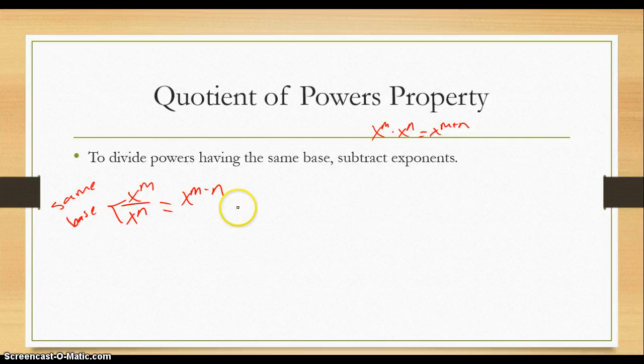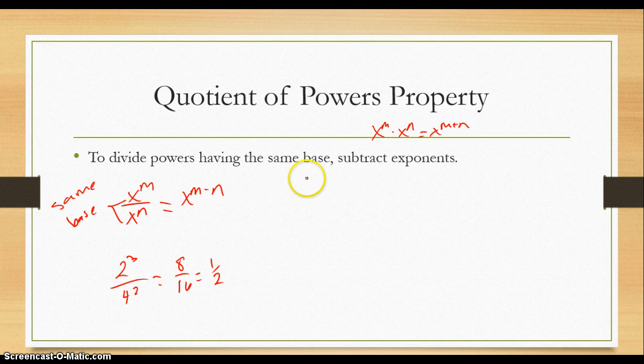Now if they have different bases, for example, let's say they had 2 to the third and 4 to the second. Okay, different bases, we would just solve this problem out. So 2 to the third, 2 times 2 is 4, times 2 is 8, and 4 squared is 16. This is 1/2. We can just solve it out. But same base, you have to subtract their exponents.